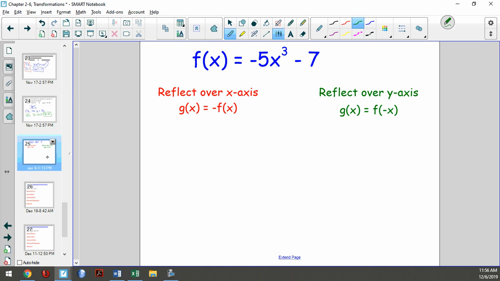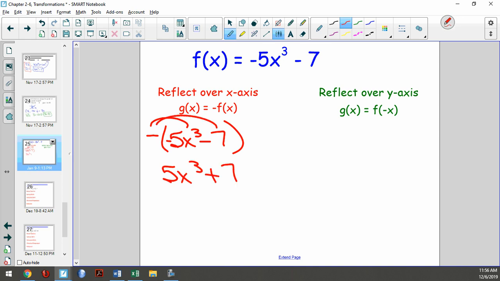Okay, f of x equals negative 5x cubed minus 7. Reflect over the x-axis. So I want to take this function, f of x, and reflect it over the x-axis. When I'm reflecting over the x-axis, that means I'm taking the entire function and multiplying it by a negative. Do we see that, yes or no? So that's going to give me 5x cubed plus 7. That's what it means to be reflected over the x-axis. Are y'all good?